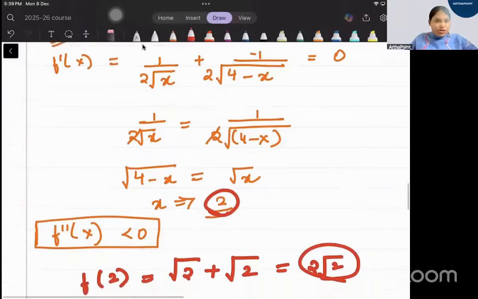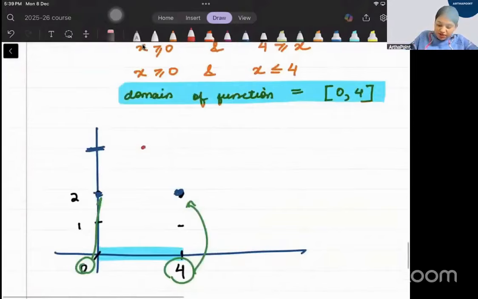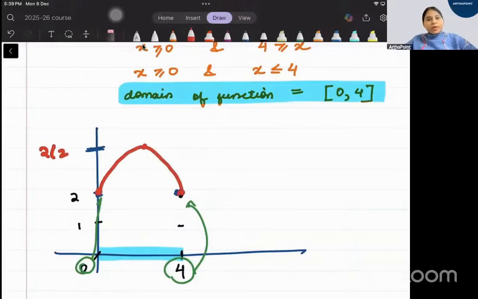So what have we achieved now? We have achieved that the function is achieving its maxima at 2 root 2 and these must be the minimum values of the function. So all values of y lie between 2 and 2 root 2. So the answer will be 2 comma 2 root 2. This is how you can go ahead and solve this question.